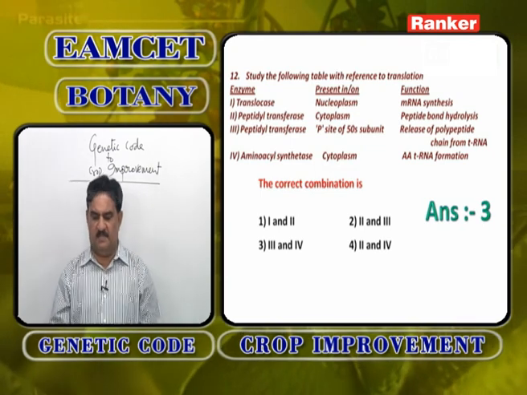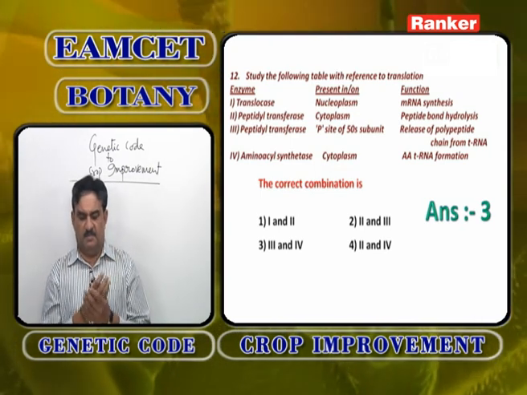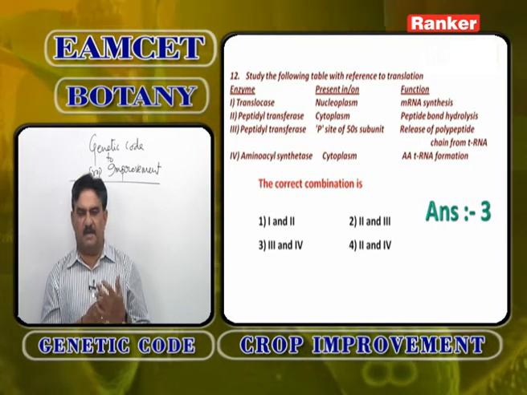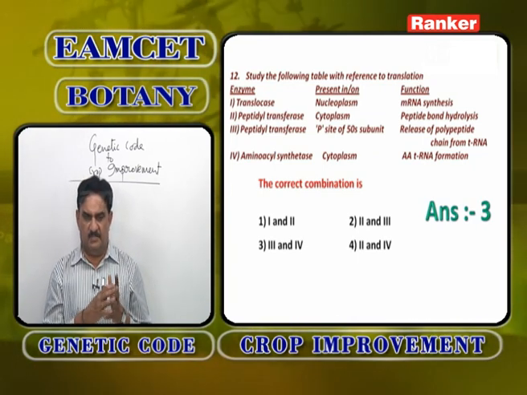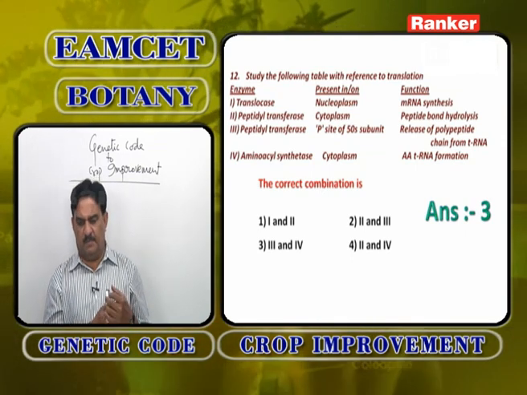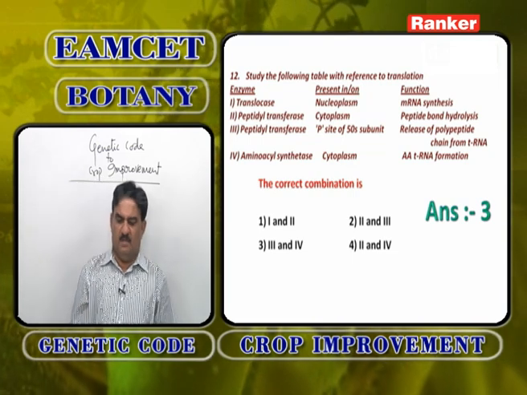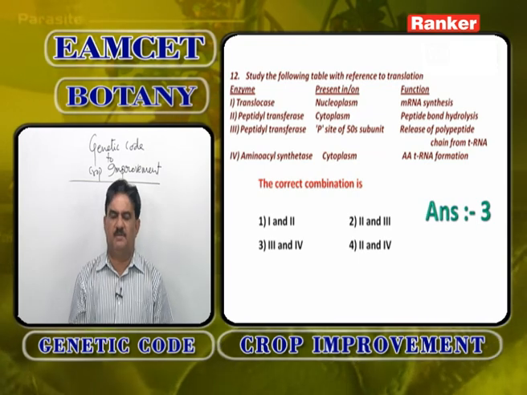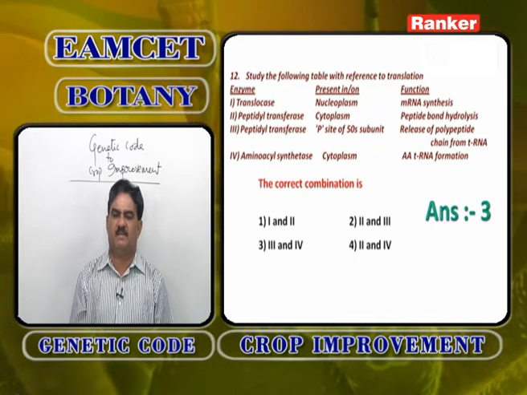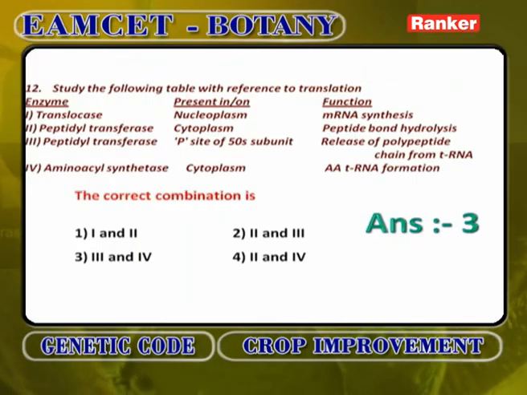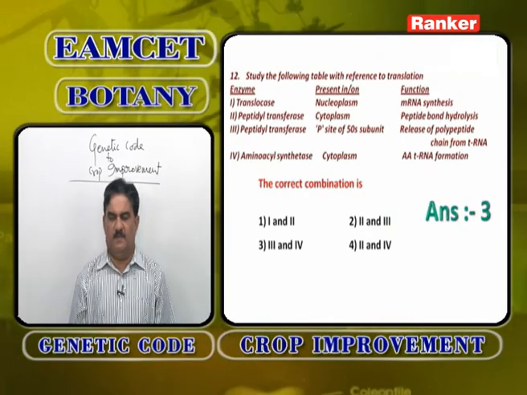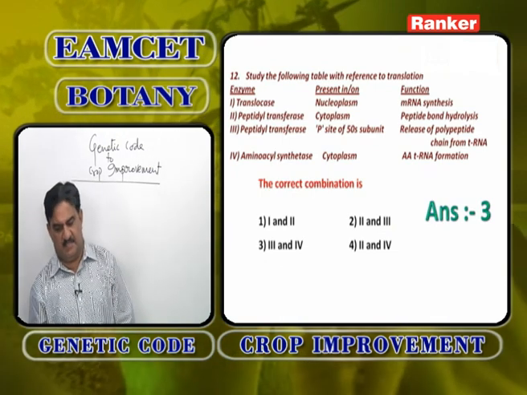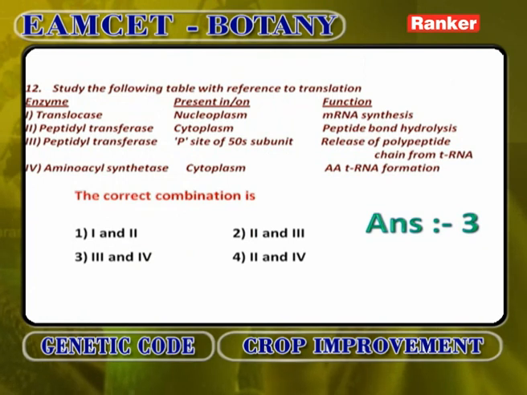Amino acyl synthetase, cytoplasm, amino acyl tRNA formation. So translocase present in the nucleoplasm for mRNA synthesis is wrong. Peptidyl transferase present in the cytoplasm itself is wrong, and peptide bond hydrolysis is also wrong. Peptidyl transferase present in the P site of the 50S subunit, release of polypeptide chain from tRNA, is correct. Amino acyl synthetase present in the cytoplasm helping in amino acyl tRNA formation is correct. So the answer for this is 3 and 4. In this three column table, the correct answer is 3 and 4. Third option.